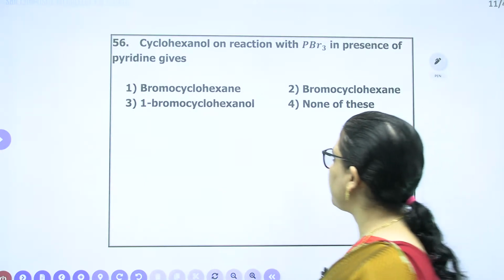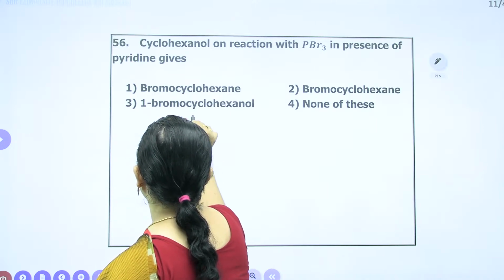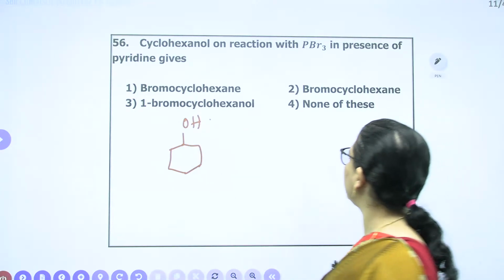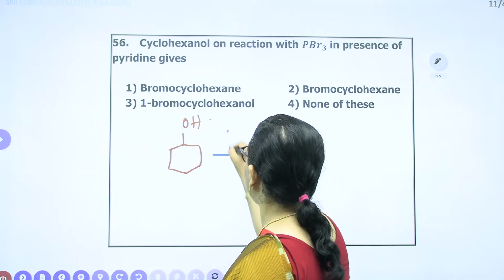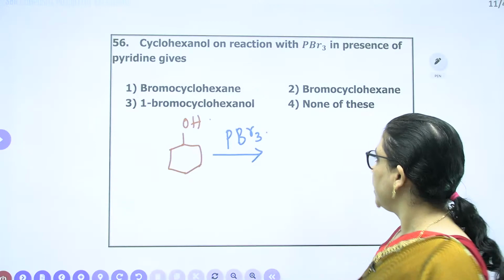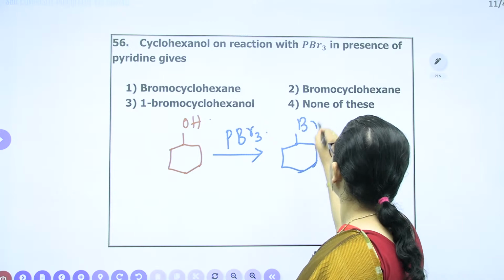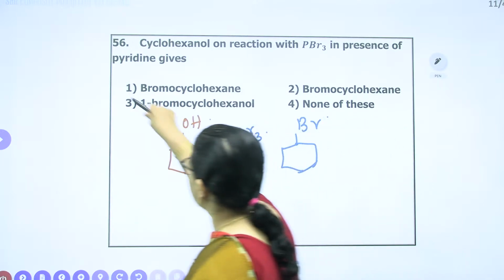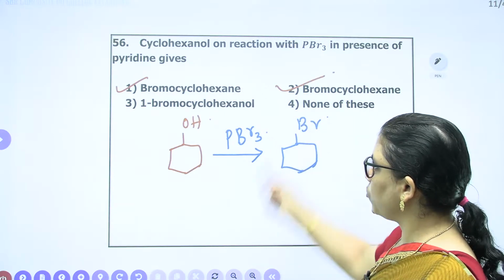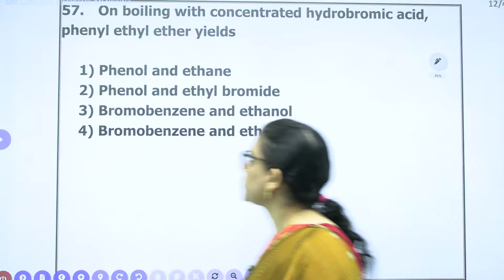Cyclohexanol on reaction with PBr3. This is cyclohexanol, cyclohexane with an OH group, treated with PBr3. What is this reaction, children? Alcohol with phosphorus halide replaces the OH group by Br, giving bromocyclohexane. By mistake it has become cyclohexane in the option; it must be cyclohexene. Therefore both are correct. In the answer key, we'll give it to you as a bonus.